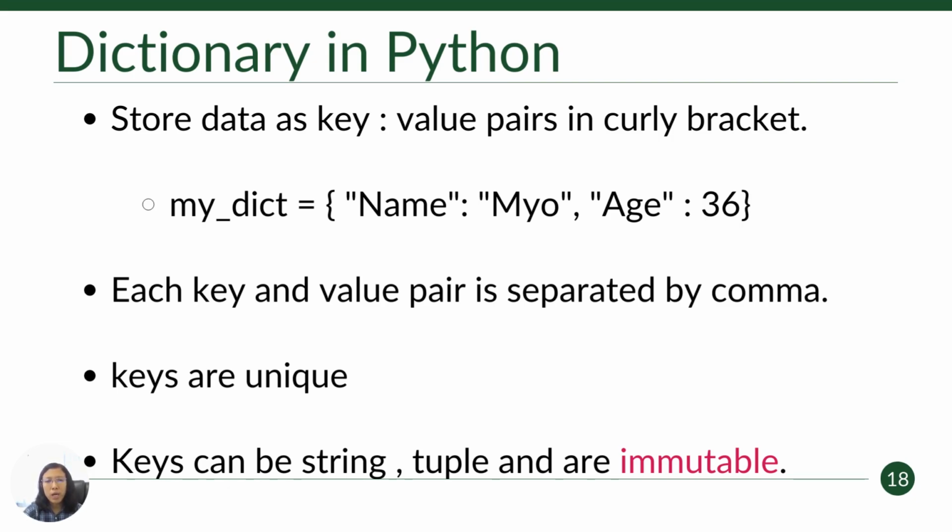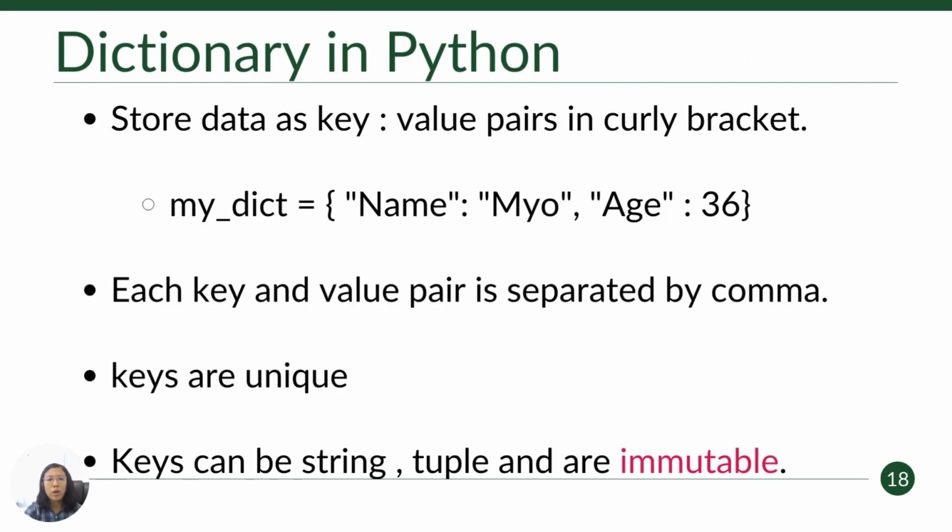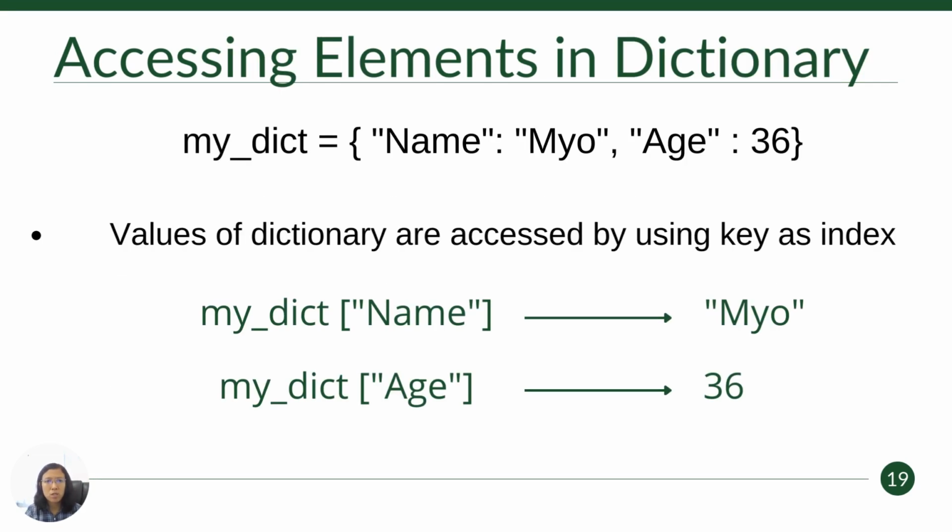So, for example, given my dictionary variable, there are two key value pairs. The first one is name and mu. Second one is age and 36. Keys are name and age. Values are mu and 36. How do we access all the keys for this dictionary? You can just call the method keys, or if you want to access all the values, you can call the method called values. But let's say now you want to access a particular element from the dictionary, you can use key as an index. So my dictionary of name will give you mu, my dictionary of age will give you 36.